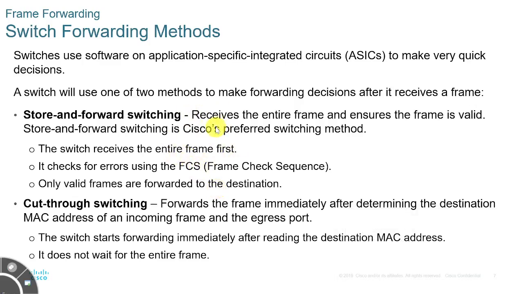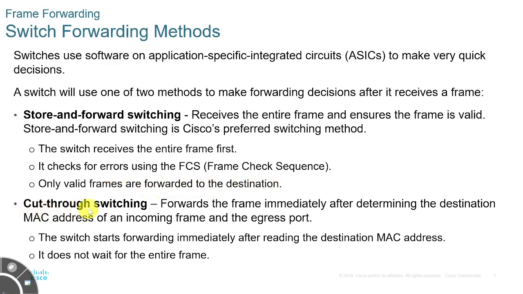So this will take time, because the switch will check all the frame parts, the FCS, the frame check sequence, or CRC, or the error correction codes, all this stuff. If there are no errors, it will forward. If there are errors, it will drop this frame. So only valid frames are forwarded to the destination.